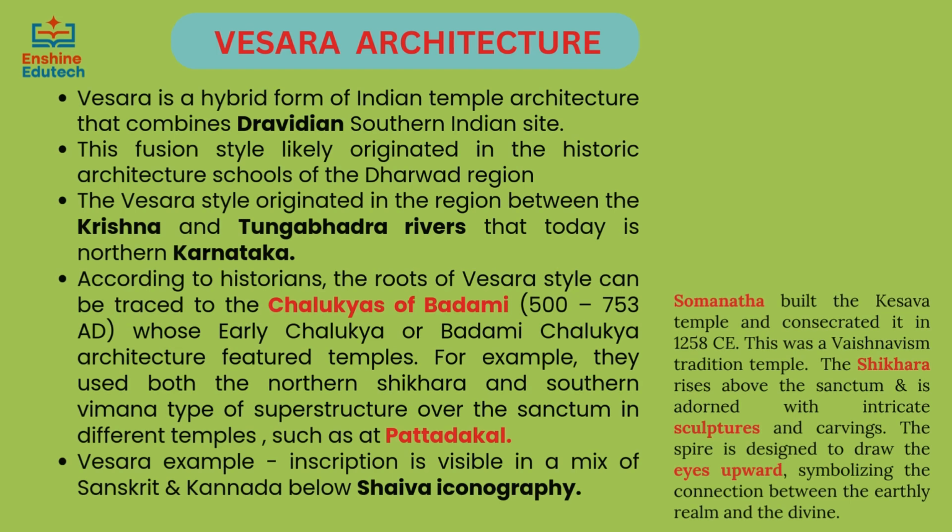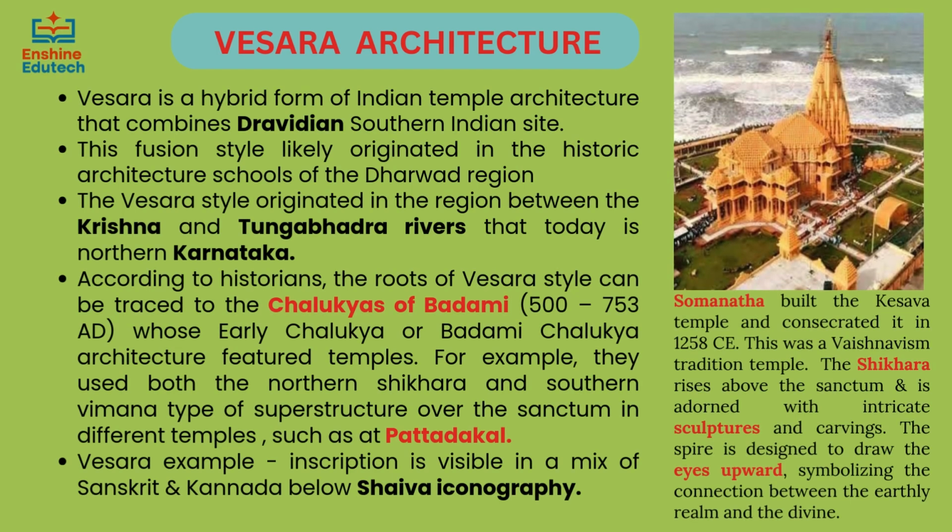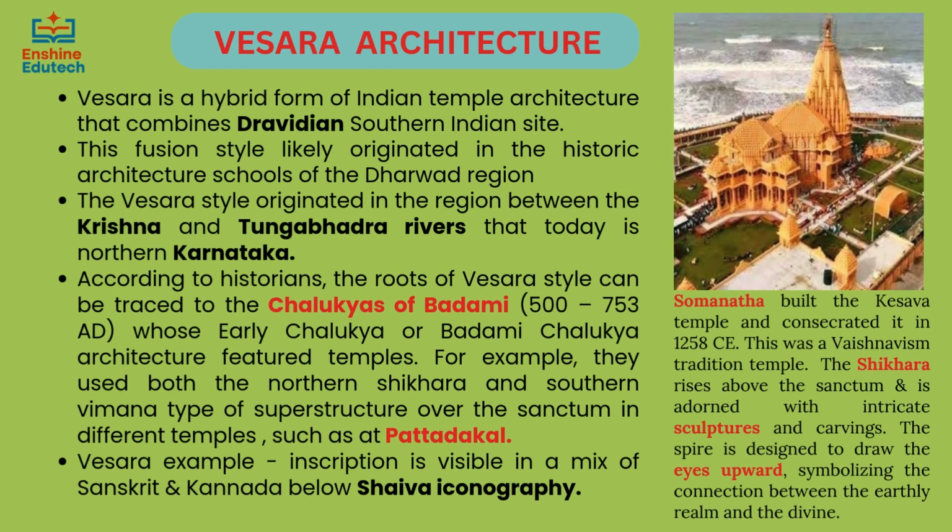Vesara is a hybrid form of Indian temple architecture that combines Dravidian southern Indian and Nagara northern styles. The Vesara style originated in the region between the Krishna and Tungabhadra rivers that today is northern Karnataka. According to historians, the roots of Vesara style can be traced to the Chalukyas of Badami. They used both the northern Shikhara and southern Vamana type of superstructure over the sanctum in different temples.